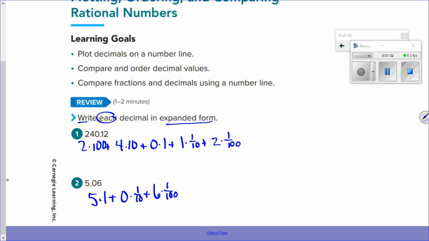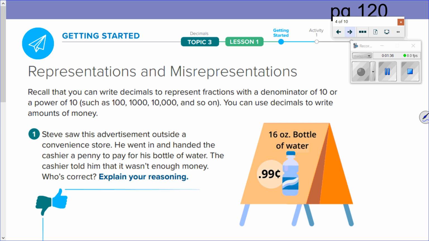Okay. So we actually have a challenge for you today. Recall, I can write decimals to represent fractions. The decimals are based on denominators of tens for the place values. So tens, hundreds, thousands, 10,000s, etc. Goes on forever.